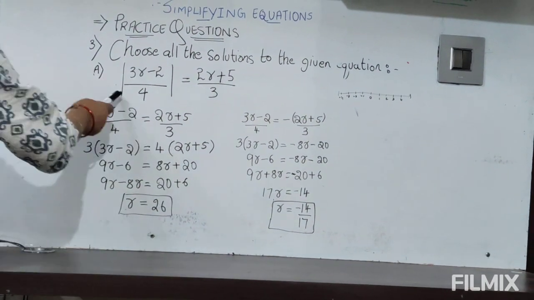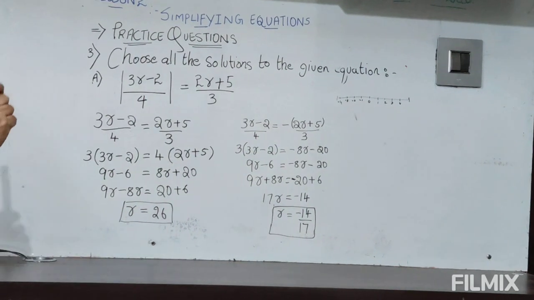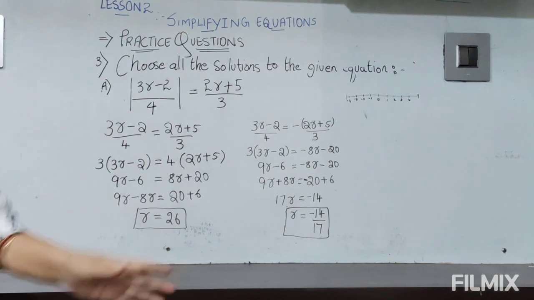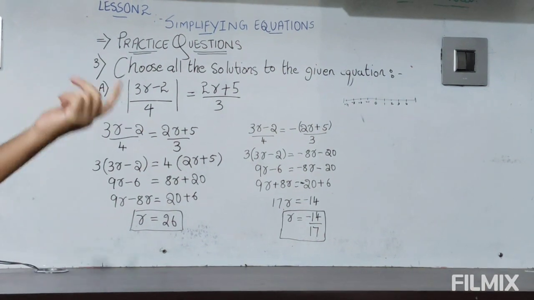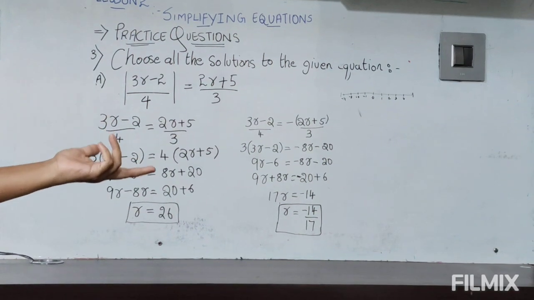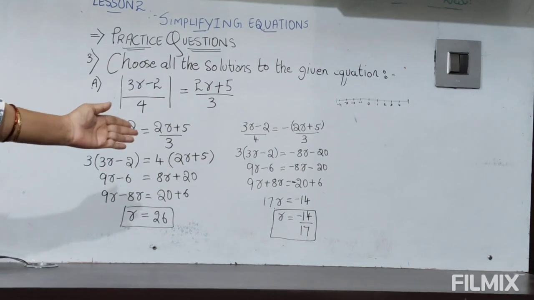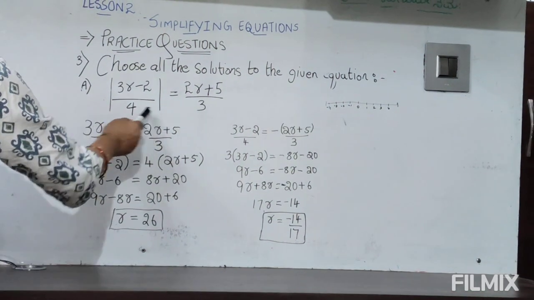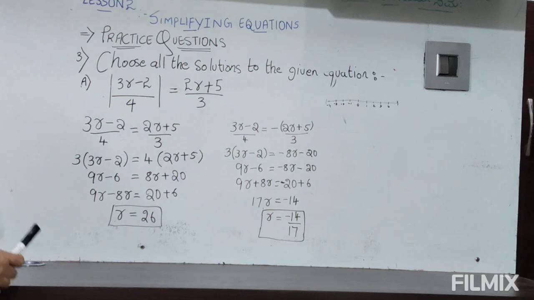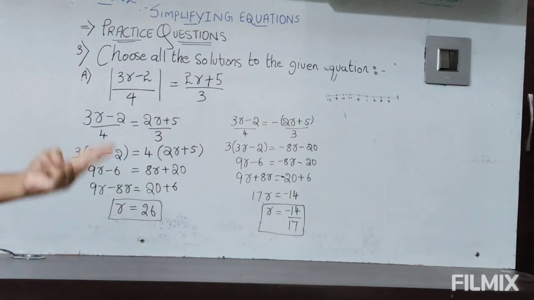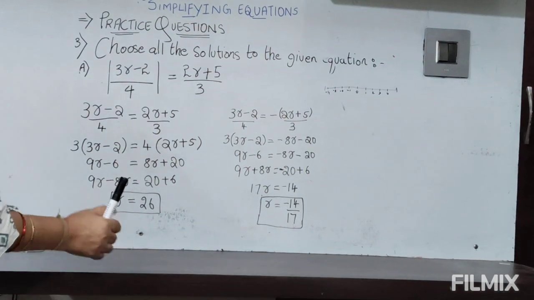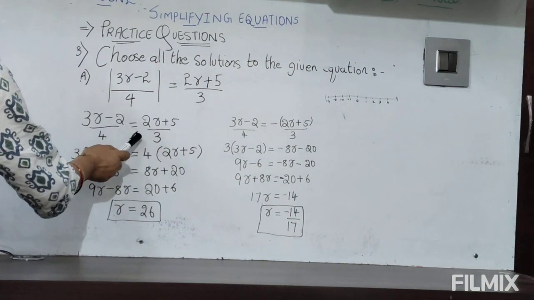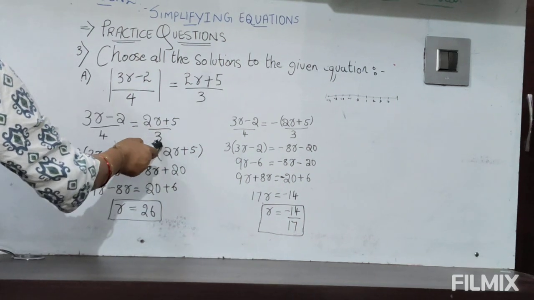So, if this is the case, how will you solve the problem? The answer will always be positive. If you remove it, what are the possibilities? How will you get the solution? Let me explain to you in this problem. So, I am removing this absolute value. You will get two values, one positive, one negative. Okay, (3r minus 2)/4 is equal to (2r plus 5)/3.